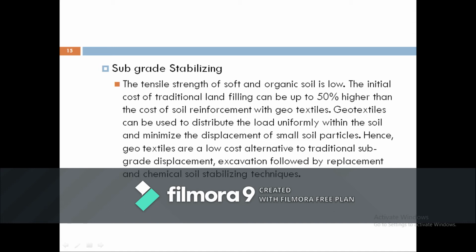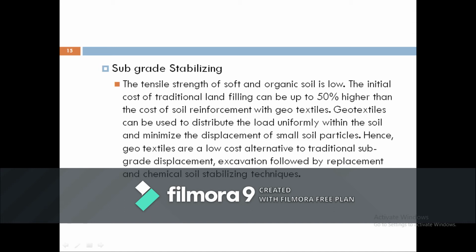So geotextiles can be used to distribute the load uniformly within the soil and minimize the displacement of small soil particles. So here what is the geotextile doing? It is distributing the load uniformly and also minimizing the displacement of soil particles. Hence, geotextiles are a low cost alternative to traditional subgrade displacement, excavation followed by replacement, and chemical soil stabilizing techniques.